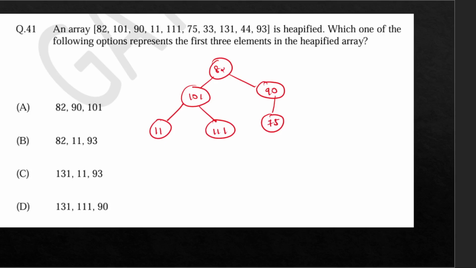75, 33, 131, 44, 93. So this is not heapified yet. Which of the following options represents the first three elements in the heapified array? So what are they? Okay, first three elements.